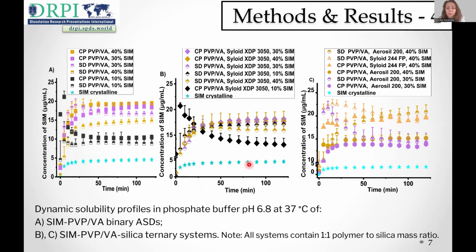These systems were composed of Syloid 3050 with 10% of simvastatin loading, as well as a system with 40% of simvastatin loading and Aerosil 200. Moreover, the rapid increase in simvastatin concentration, followed by a fast decrease, was observed in co-precipitated systems at 10% drug loading, and in ternary spray-dried systems at 30% drug loading with Aerosil 200. However, these systems still maintained the supersaturated character.